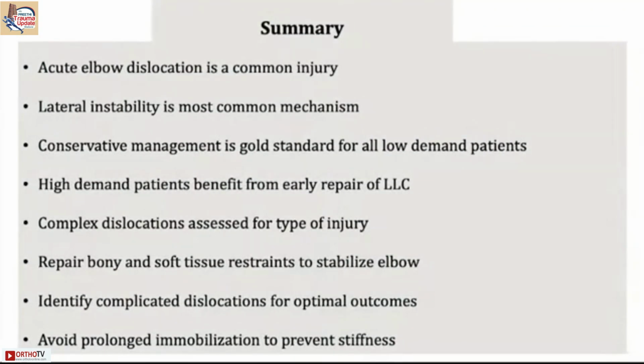To summarize, acute elbow dislocation is a common injury. Lateral instability is the most common mechanism. Conservative management is the gold standard for all low demand patients. High demand patients may benefit from an early repair of the lateral ligament. Complex dislocations are assessed based on the type of injury, and bony and soft tissue restraints are repaired to stabilize the elbow. Identify complicated dislocations for optimal outcomes, and avoid prolonged immobilization to prevent stiffness, which is one of the major complications with these.